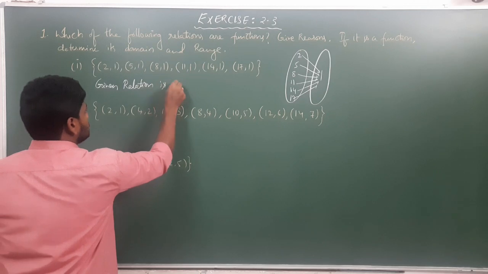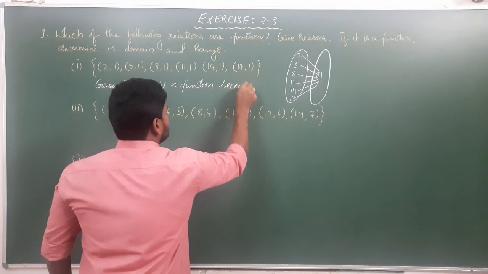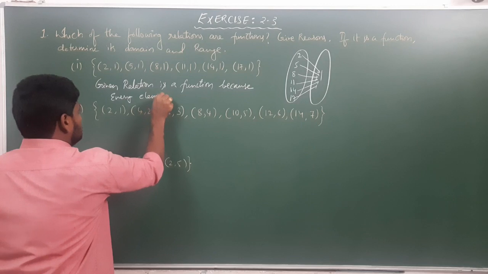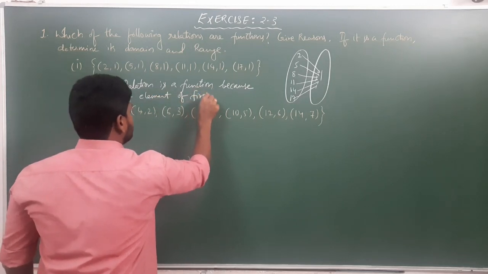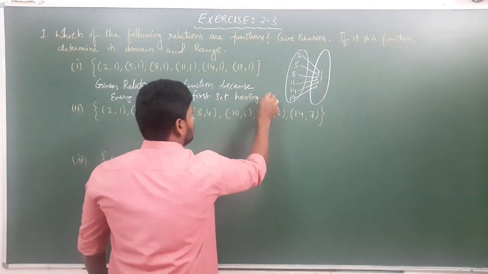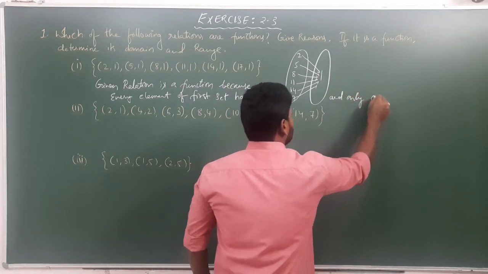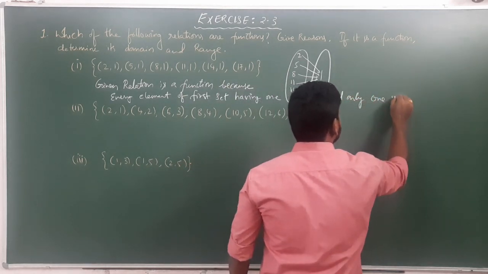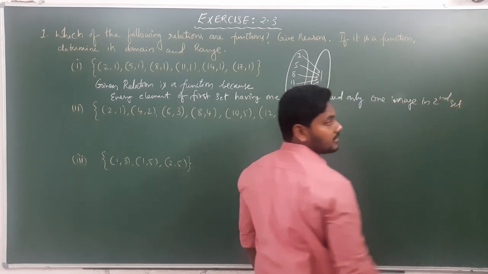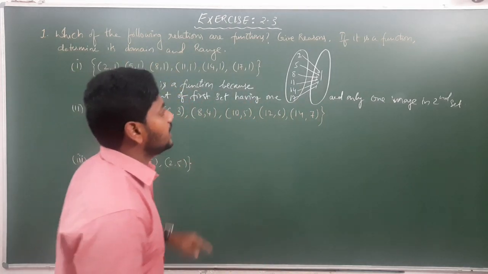Given relation is a function. Because what? Because every element of first set having one and only one image in second set, right? Now, as it is a function, we need to determine domain and range.